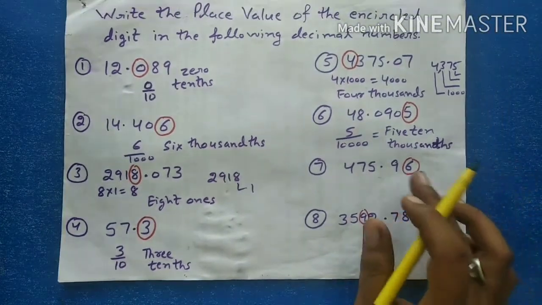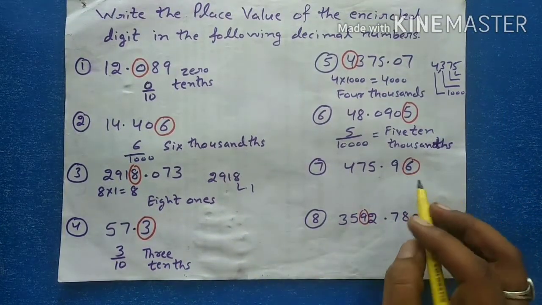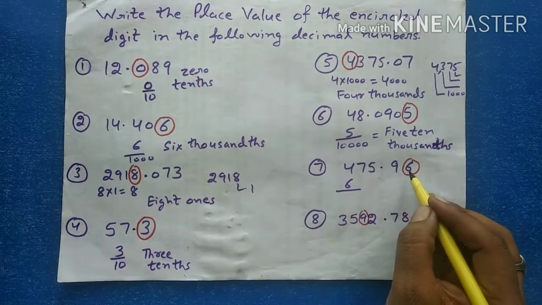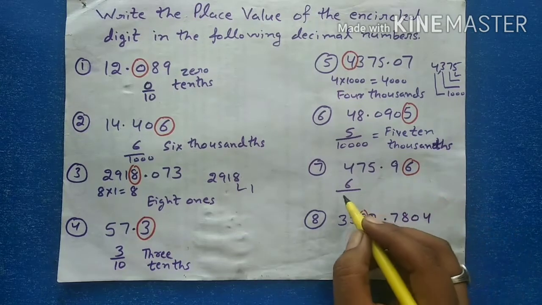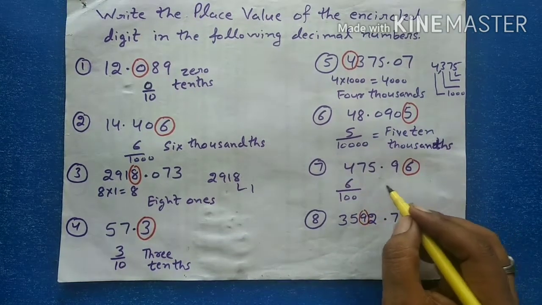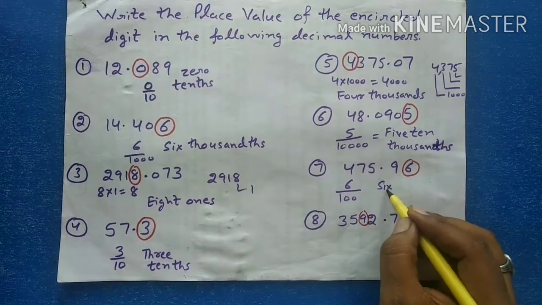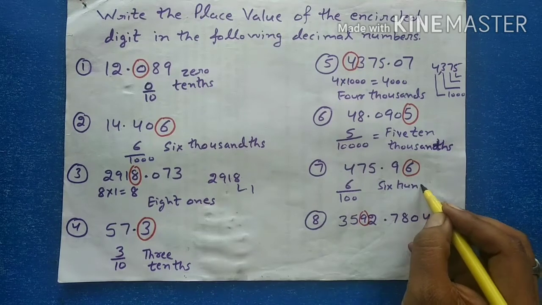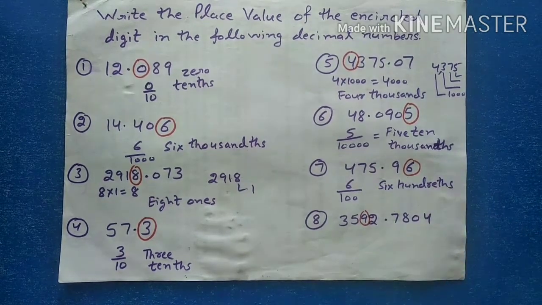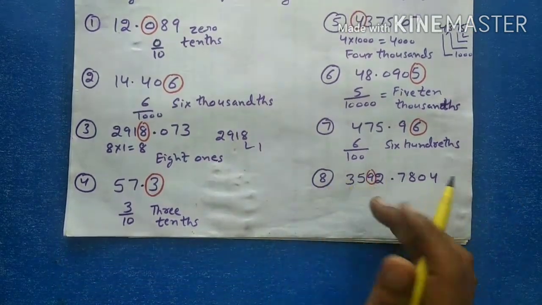Now 475.96. You can see, student, 6 is at the second place to the right of the decimal. So I will write 6 over 100, with 2 zeros. So I shall read this as 6 hundredths.